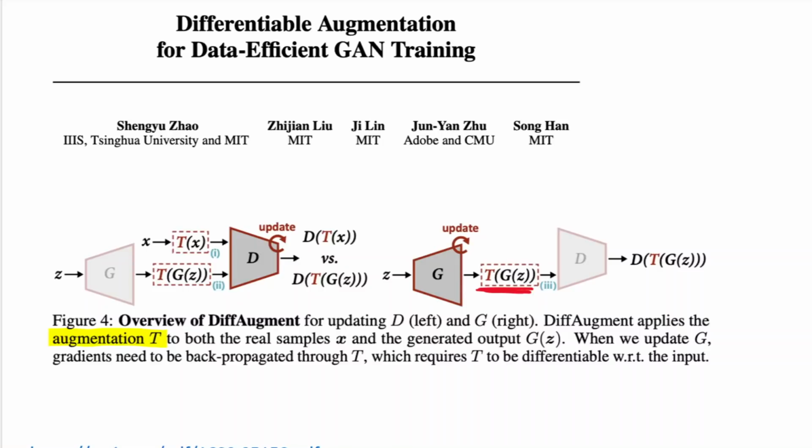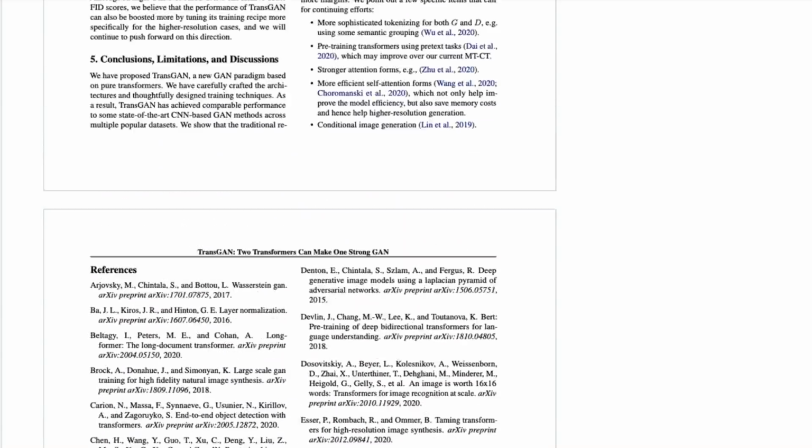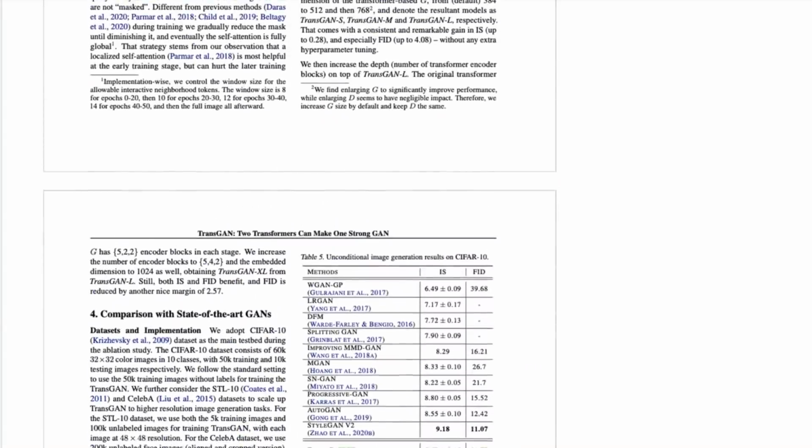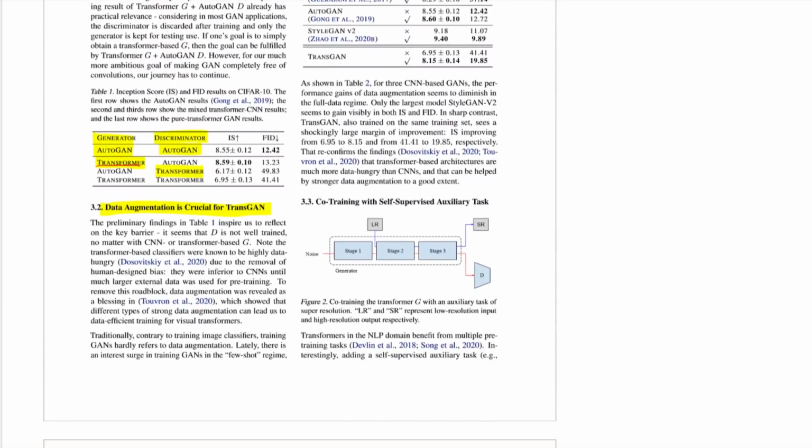And the point they make in the TransGAN paper here is that, given that transformers don't have this convolution, they don't have this locality bias built into their architecture, they need a lot more data.